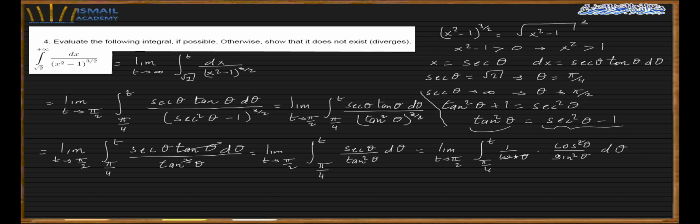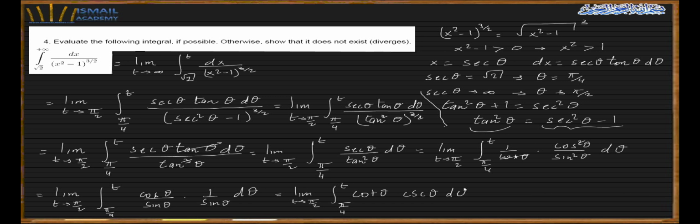Now I simplify here, and I split this sine, so here I will end up having limit t goes to pi over 2, pi over 4 t, and I will have cosine theta over sine theta times 1 over sine theta d theta. So here I will end up having cotangent, and this is cosecant. So this will become cotangent theta cosecant theta d theta, and this is the total derivative of minus cosecant. So this will be the limit t goes to pi over 2, so I will integrate now, so I don't need to use the sign of integral. So here it has become minus cosecant theta, going from pi over 4 till t.